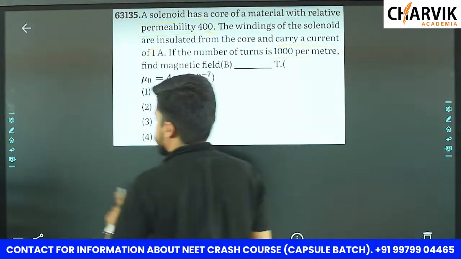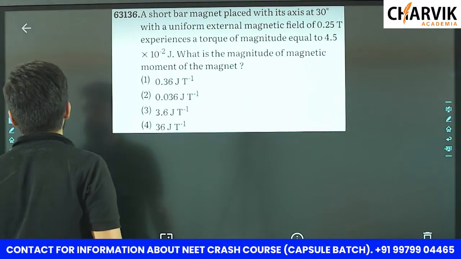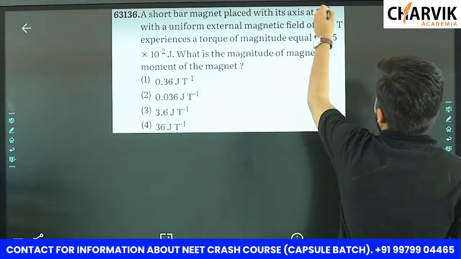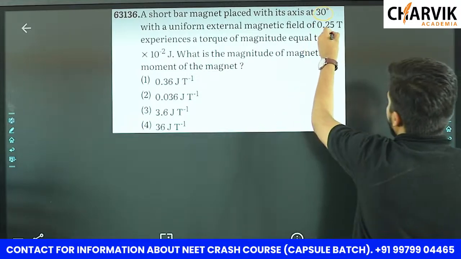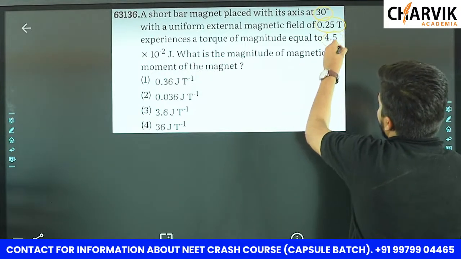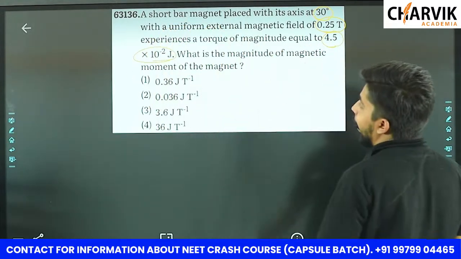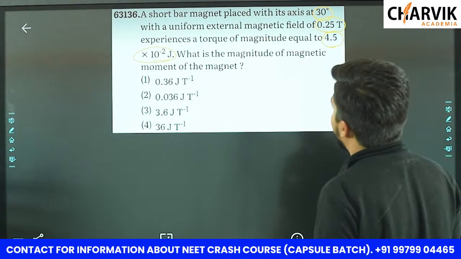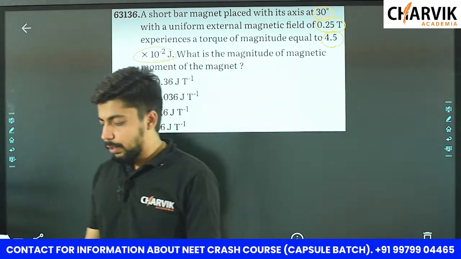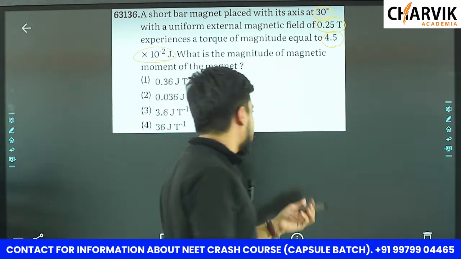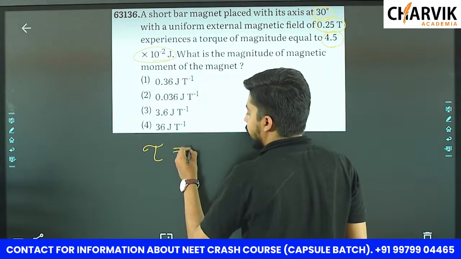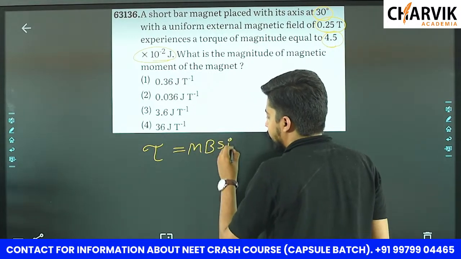Okay, let us move to the next question. A short bar magnet placed with its axis at 30 degrees with a uniform external magnetic field of 0.25 Tesla experiences a torque of magnitude 4.5 into 10 raised to minus 2 joule. What is the magnitude of the magnetic moment of the magnet? What is the formula to find the magnetic moment? Because there is a torque, the formula which connects the torque and magnetic dipole moment can be written as tau is equal to mB sin theta.